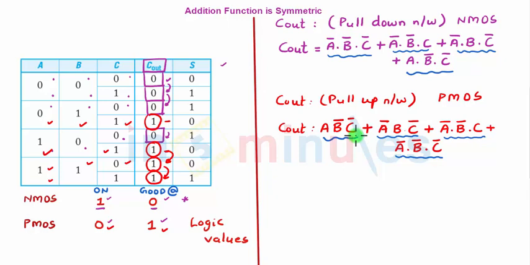With this, we can easily make out that the circuit for your pull up and pull down network will be exactly the same. And that's the reason addition is a symmetric function. We have seen this for Cout. In the next clip, or rather in the next slide, we'll see it for the sum as well.